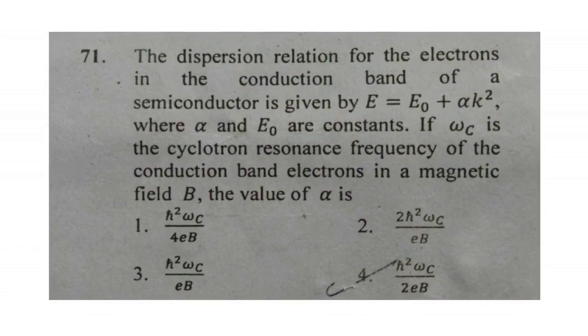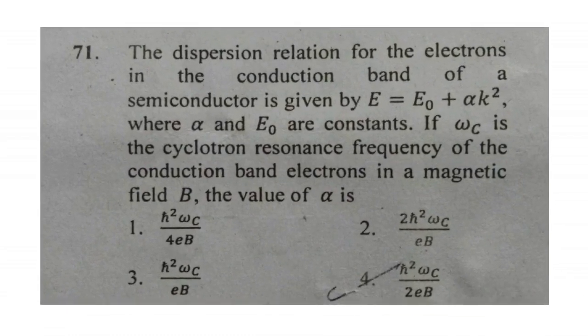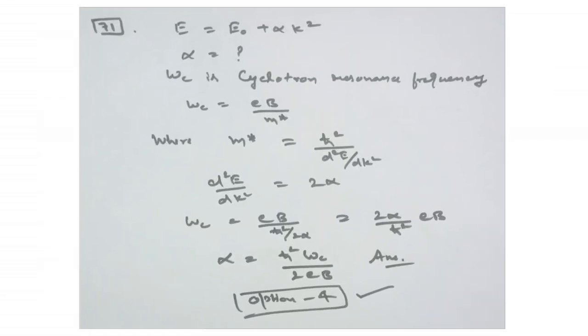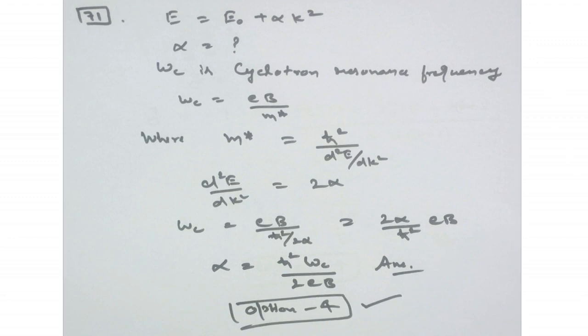Now the next question is, the dispersion relation for the electrons in the conduction band of a semiconductor is given by E equal to E naught plus alpha k square, where alpha and E naught are constants. If omega c is the cyclotron resonance frequency of the conduction band electrons in a magnetic field B, the value of alpha is. Now in this question the given dispersion relation is E equal to E naught plus alpha k square, and here we have to find alpha.